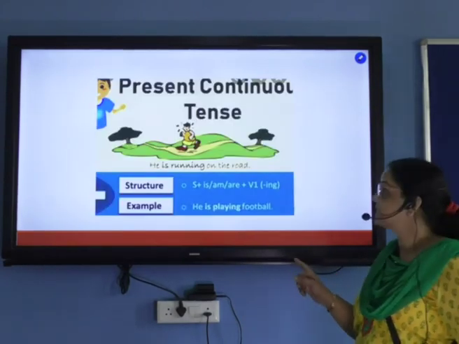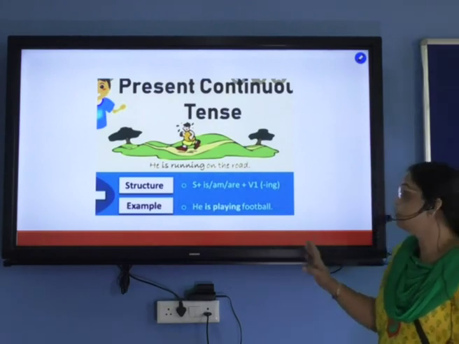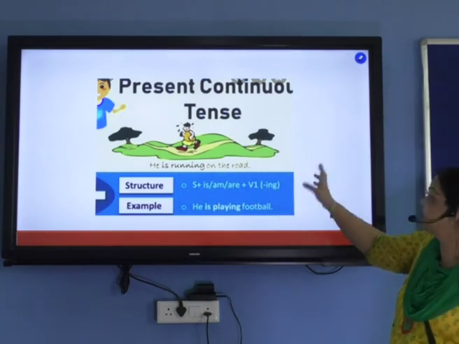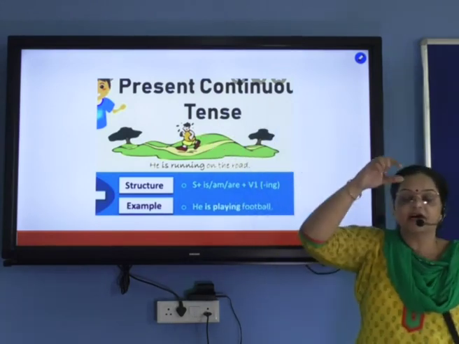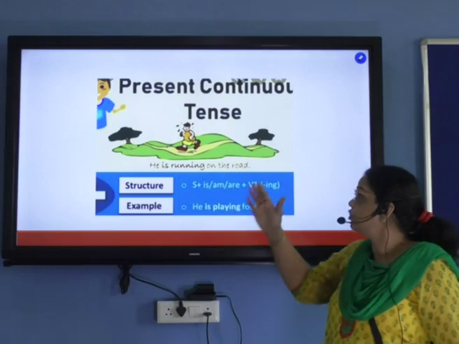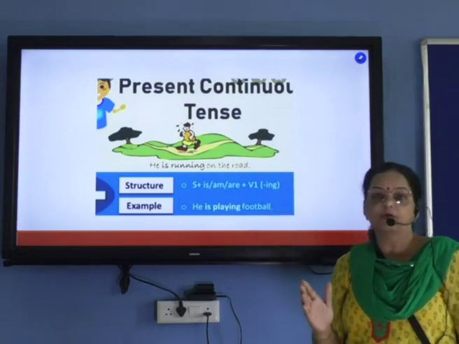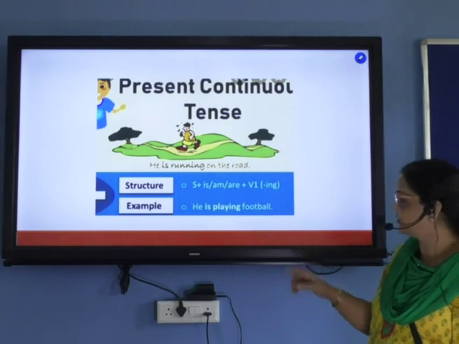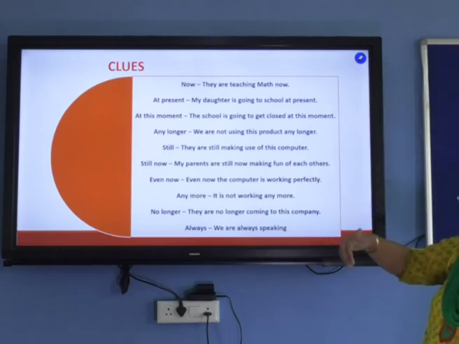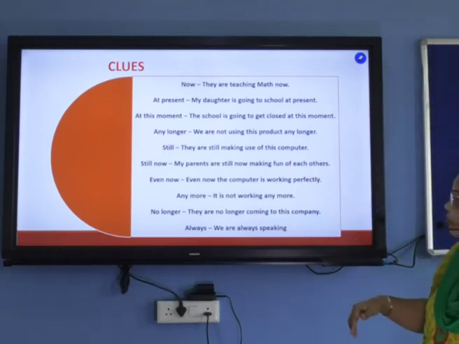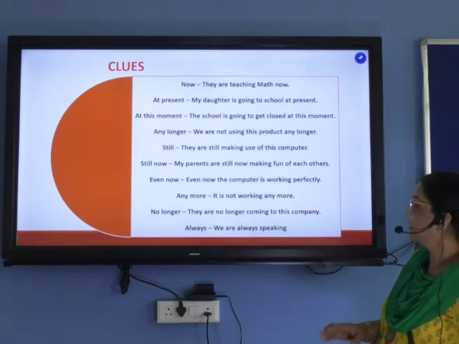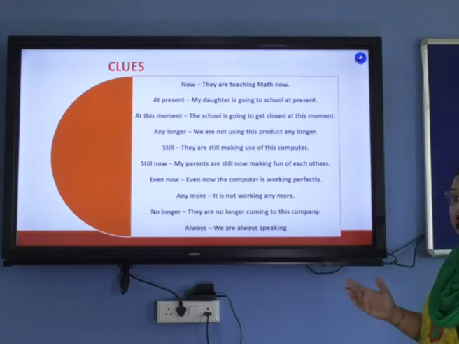Now we come over to the next tense, that is the present continuous tense. You can see the structure. Subject plus is/am/are plus first form of the verb plus ing. Whenever you hear this word continuous, anything which is going on in progress means it is a continuation. So use the first form of the verb plus ing. Now you can see the clues. There are lots of clues. Now, at present, at this moment, any longer, still, even now, anymore, no longer, always.